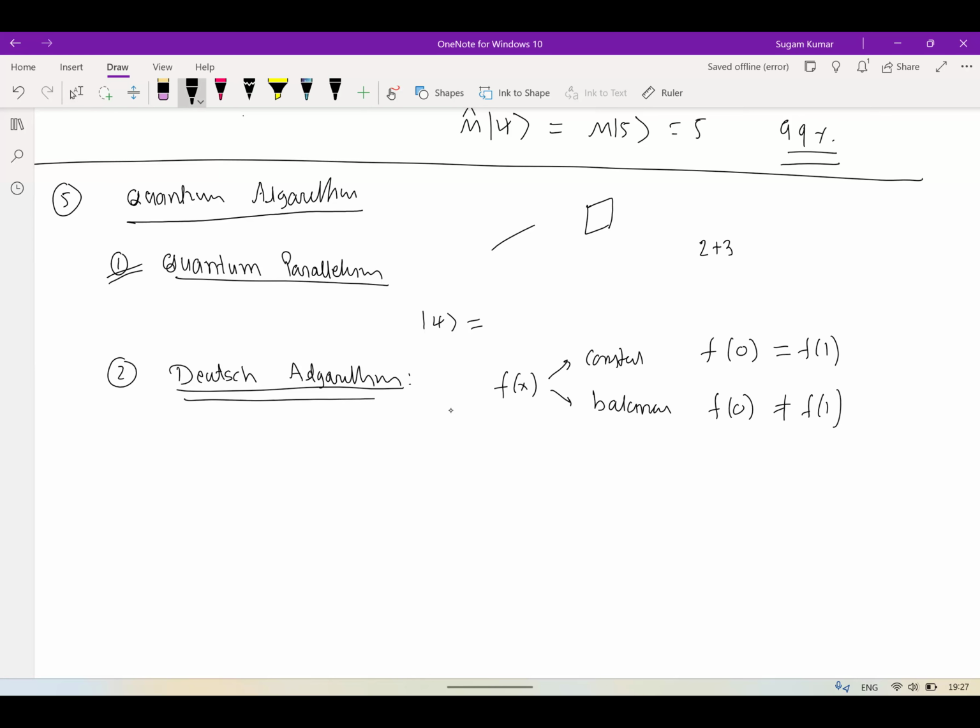So the Deutsch algorithm tells you what happens when you do the computation quantum mechanically. If you do it classically, there are two steps. Step 1, you put in the value 0 and you get something. Step 2, you put in 1 and you get something. So in the classical system there are two steps, and only then can you tell whether the function is constant or balanced. But in the quantum algorithm, a single step will tell you whether the function is constant or balanced.